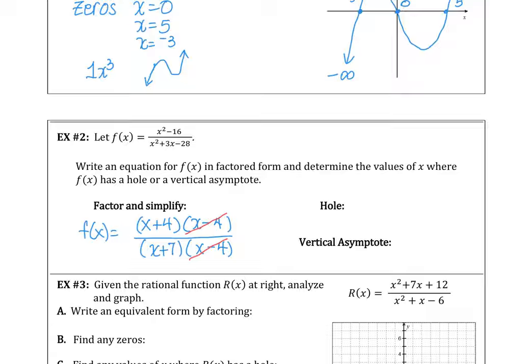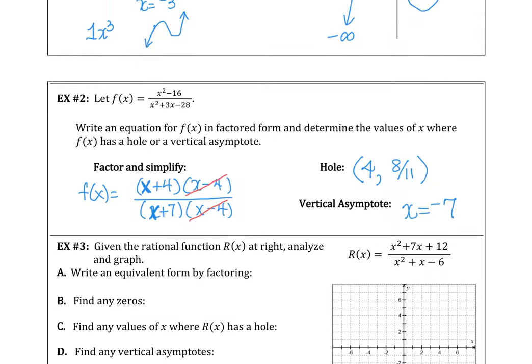So now we know that there is a hole where x is 4, and substituting 4 up here, you get 8. Substituting 4 down here, you get 11. So 8 over 11 is the y-coordinate for the hole. And then lastly, the vertical asymptote is where the denominator is 0. That would be negative 7.